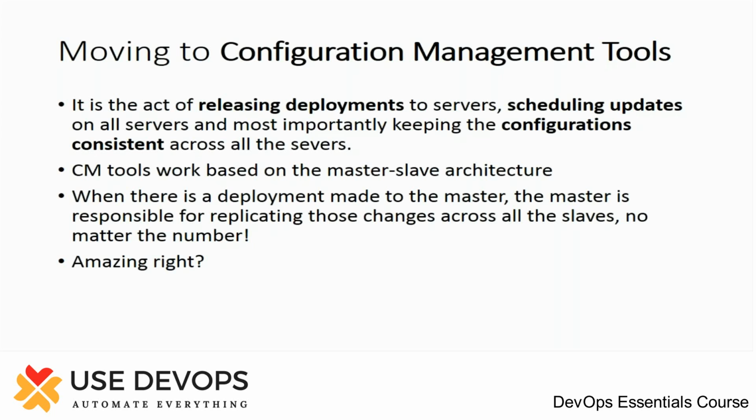Releasing deployment to multiple servers: releasing deployment means you are installing your deliverable package to multiple servers at the same time. Scheduling update means scheduling updates on all the servers. You are creating some update. You need some new versions, or the platform is changed. So you can do that update.